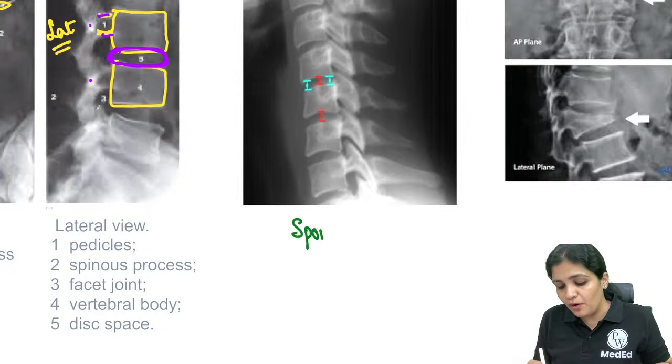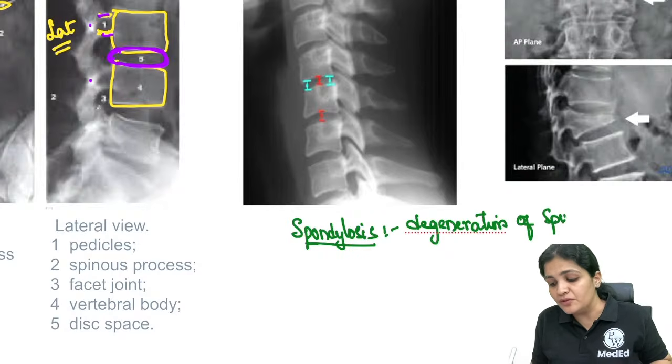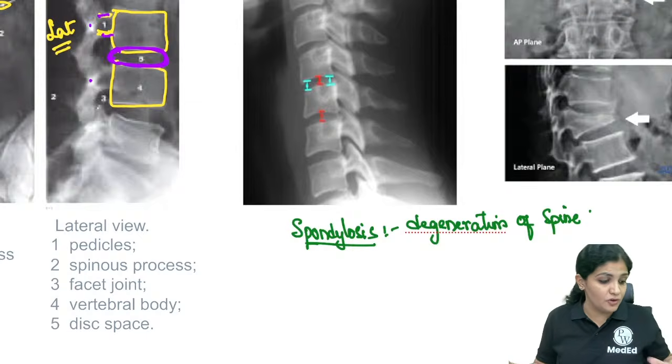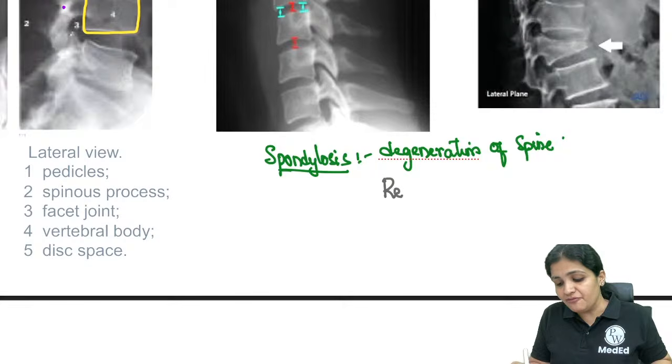and the most important thing is anything on the spine which is called spondylosis. So what do you mean by spondylosis? It is nothing but degeneration of the spine. So cervical spondylosis and lumbar spondylosis are nothing but degeneration of the spine. So how do you identify it? The most interesting fact is reduction of the disc space.